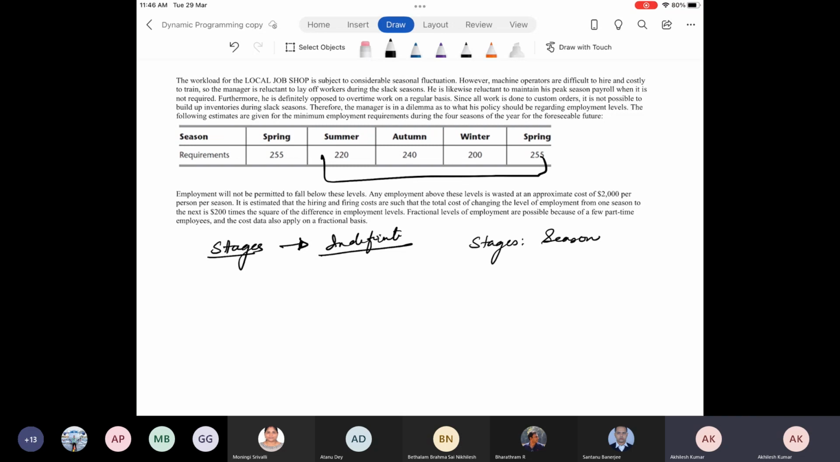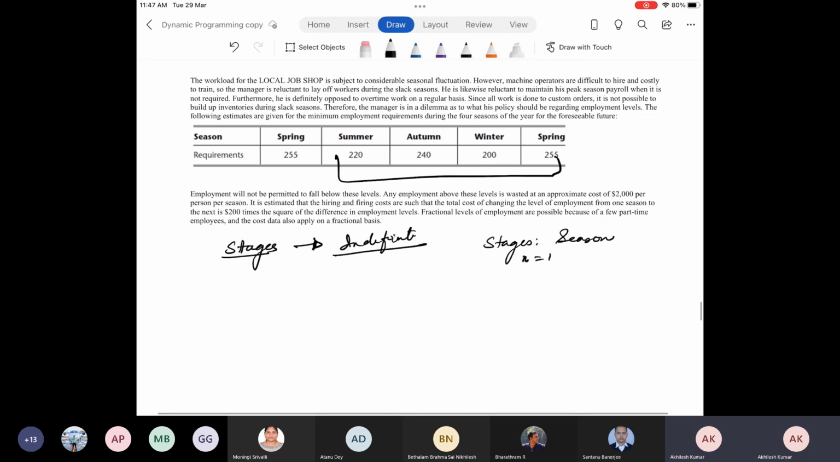Always when you are planning stages, keep in mind for whom you are making these decisions. Here I'm making decisions for spring, summer, autumn. In the last question, we were making decisions for country 1, country 2, country 3. So if you ask the question, you will get the answers as your stages. So I will have n equals 1 to 4. Now, interestingly, stage 1 should be spring or stage 1 should be summer.